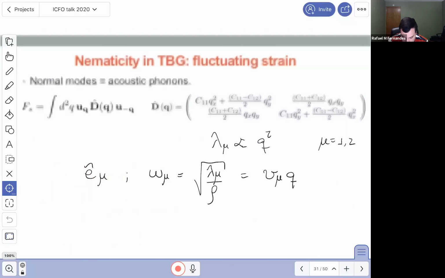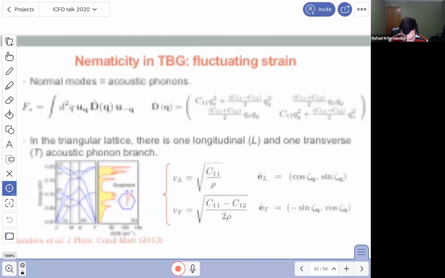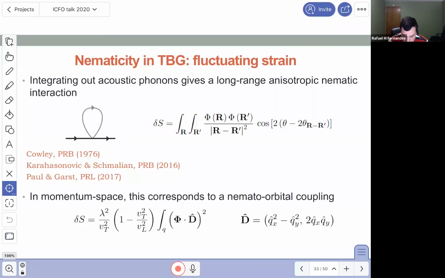Now, what it means here is that, remember, the strain couples linearly to the nematic order parameter, which means that there is a direct interaction between nematic and acoustic phonons. So if you integrate out these acoustic phonons, this is now in the disordered state, I'm considering these strain fluctuations. What it causes is a long range interaction between the nematic order parameters, like here. Now, this may look complicated, but if you look in Fourier space, this actually looks much simpler. What it does is that it projects the nematic onto this form factor here in momentum space. And there is a coefficient whose sign depends on which velocity is larger, the transverse or the longitudinal.